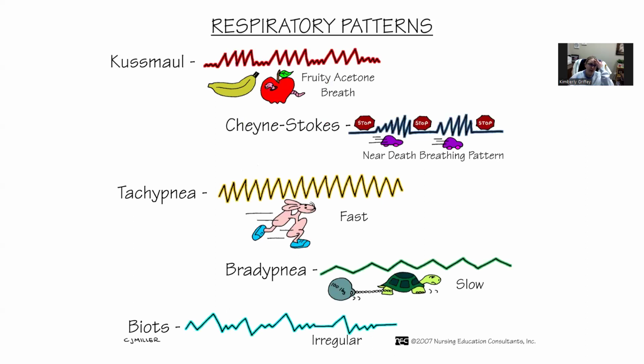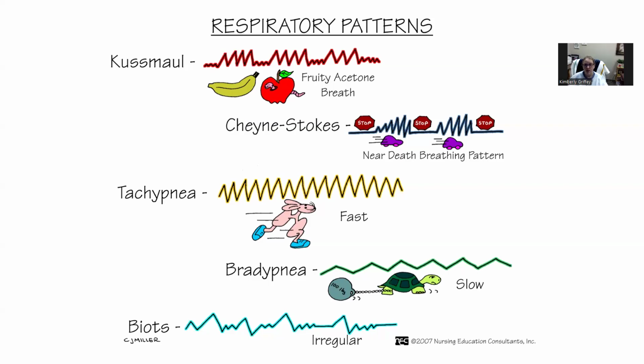Then there are different types of respirations, like Kussmaul. You'll often see this in your diabetics, and this one you'll also notice that they have a fruity breath. This is going to be your diabetics. And then you have Cheyne-Stokes breathing. This is when they're near death. So they'll have a pause in breathing, and then they'll have a slow increase, and then they'll stop. This is when somebody is very close to death.